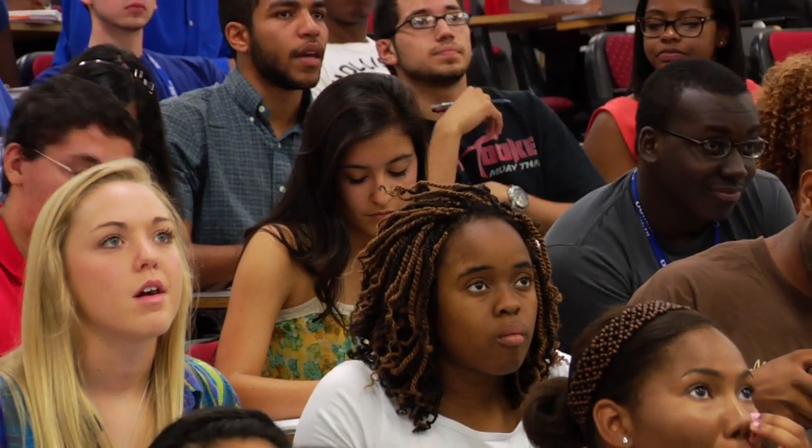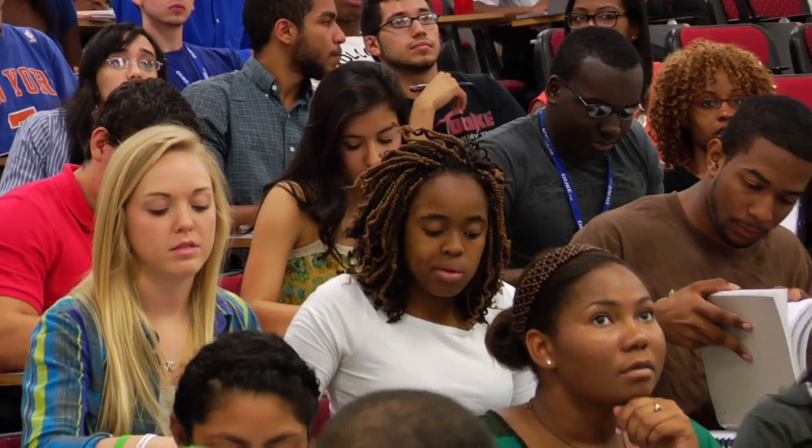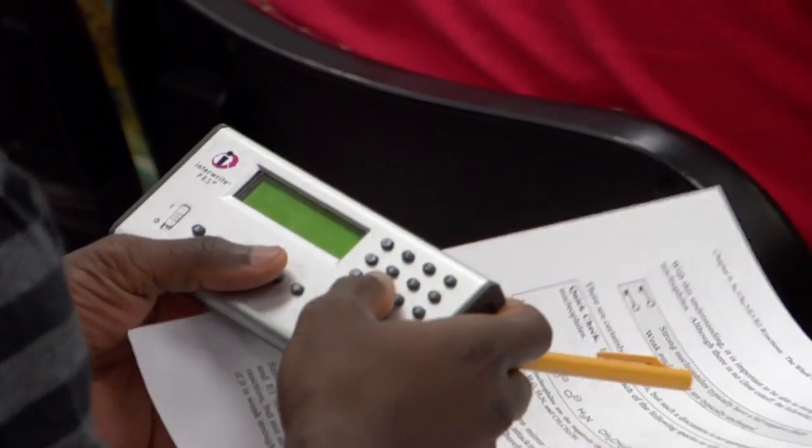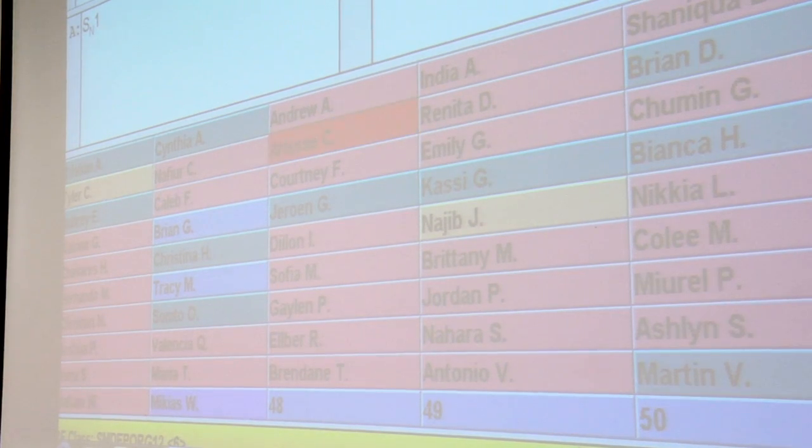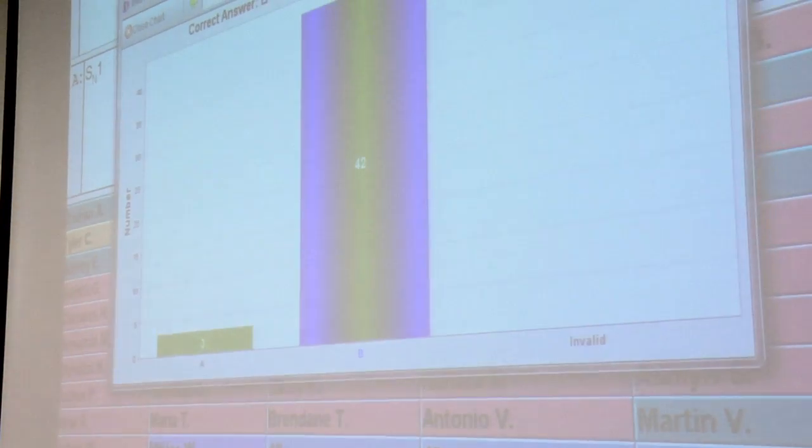I begin class by presenting students a problem to solve based on material that we have not yet formally discussed. Students work out the problem individually or in small groups, and they use their clickers to answer the question. Once time is up, we see the class results and the correct answer. We then discuss why one answer is correct and others are not.